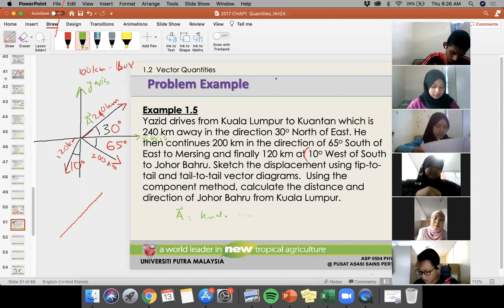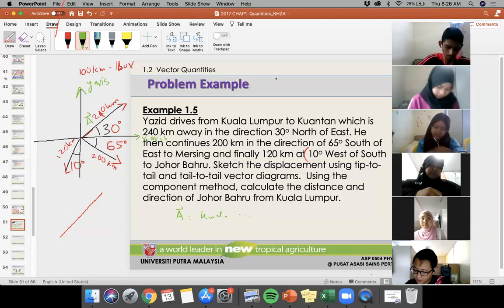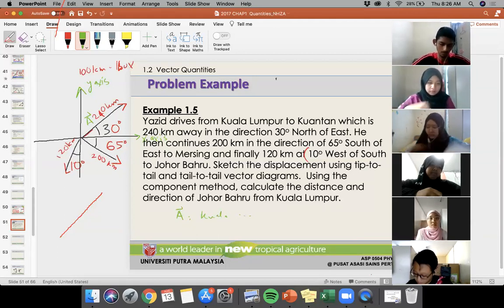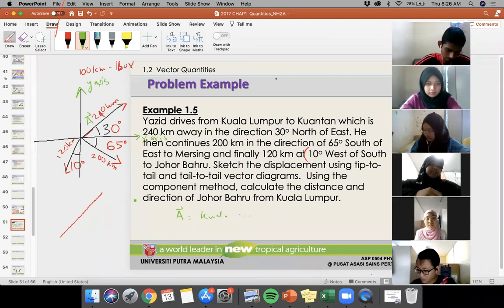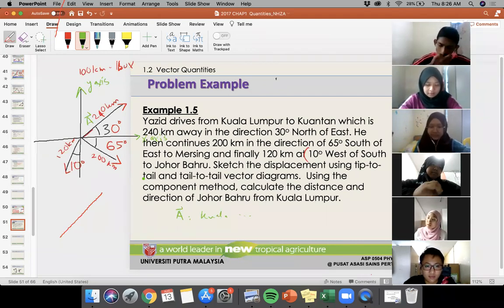Can you guys hear me clearly? Or is it breaking up? Okay, can we have someone with clear internet to help me? I need to know if you guys understand this. Can we have Aiman Amin? Are you there? Aiman Amin. Okay, can you please draw the tip to tail thingy? I mean the tip to tail method. Okay, thank you.